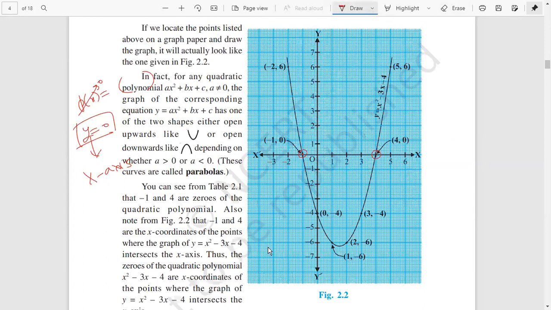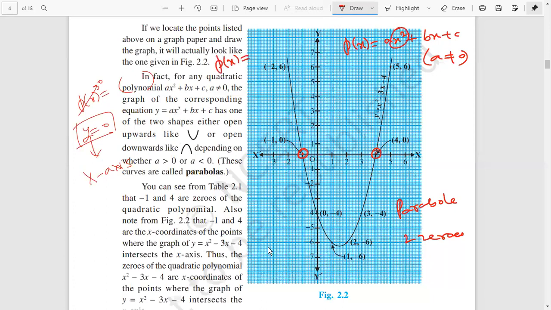So zeros are basically 2 zeros, and the graph is a parabola. We also know the general equation of this parabola, that is ax square plus bx plus c, a not equal to 0. In our regular classes we have seen this is the standard equation of the parabola. So degree 2, because the maximum power of x is 2.